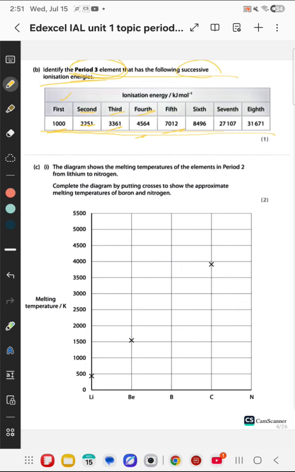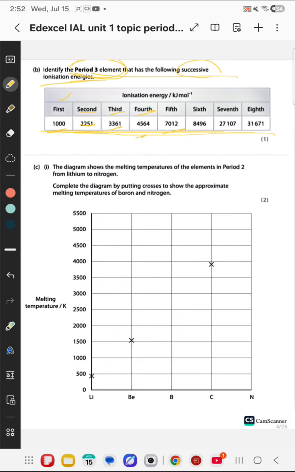This is a very, very important question, and mostly we see this type of question in A level exams. They can ask you to identify the element by just looking at the successive ionization energy. So how can you identify the element by just looking at the successive ionization energy? In your exam, you will have the periodic table with you in your data booklet.